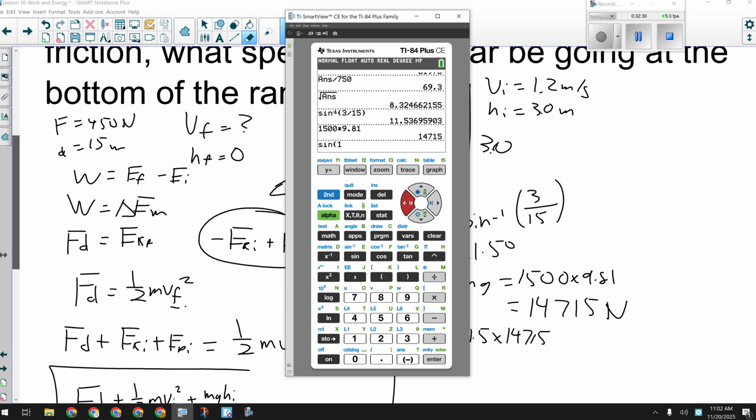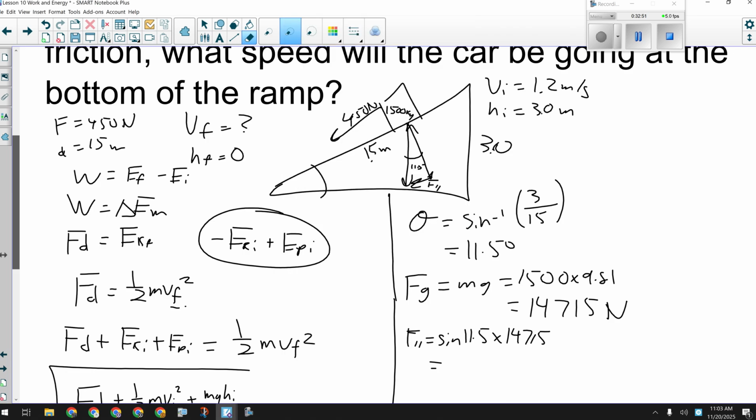Sine of this number. Actually, I'm going to use the real number. Try that again. Times 14,715. Okay, so F parallel is 2,942 newtons, also acting down the ramp. So now I've got that number, 2,942 newtons.